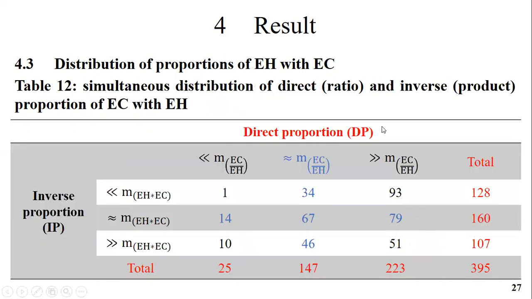When we take the proportion and the inverse proportion, we go down into 3. You'll find that 67 subjects have approximately mod direct proportion and approximately mod inverse proportion. However, 160 subjects have their inverse relationship approximately equal to mod, and 147 have the direct relationship approximately equal to mod.